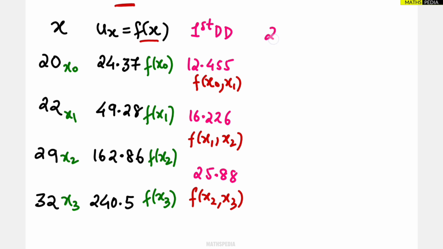We'll go for the second difference table. Basically here it is divided difference, DD is divided difference. Okay, so second, what will happen? Let us see. The difference between these two will be 16.226 minus 12.455.